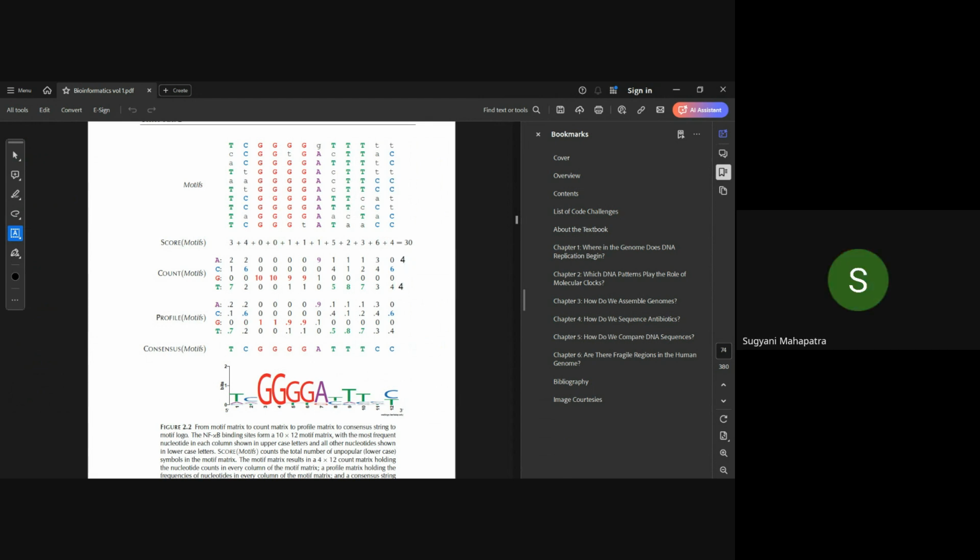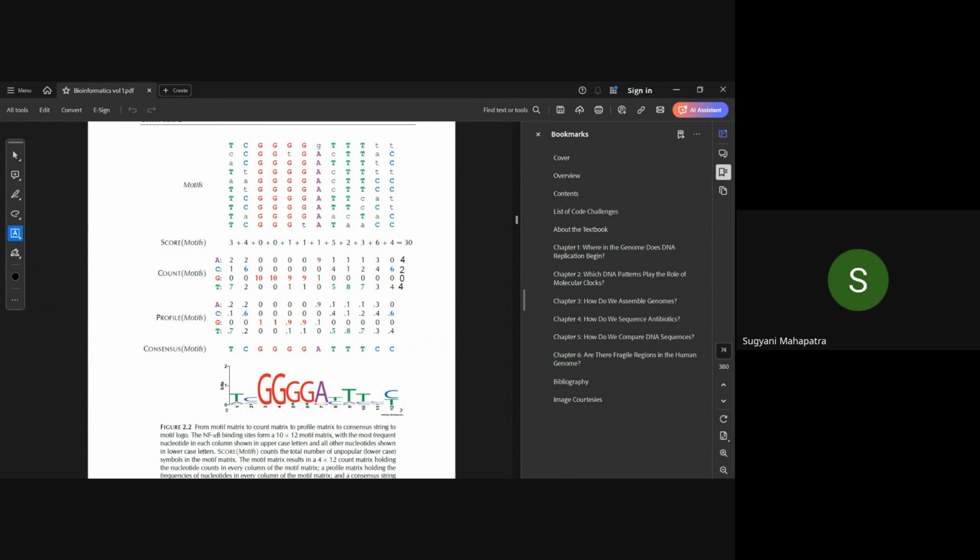Let's say there is another, C is 2, G is 0. Can you see the markups? Yes, it's visible. Let's say there is the 11th. Each of these motifs is of length 11. There is one more column here, and in that column, this is the score. A has 4, T has 4, C has 2.